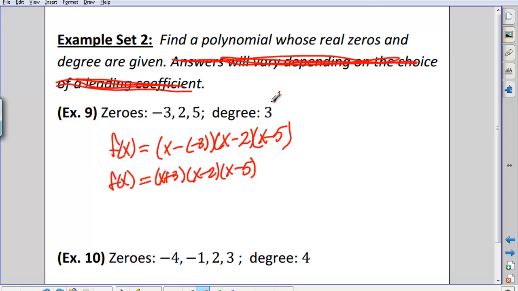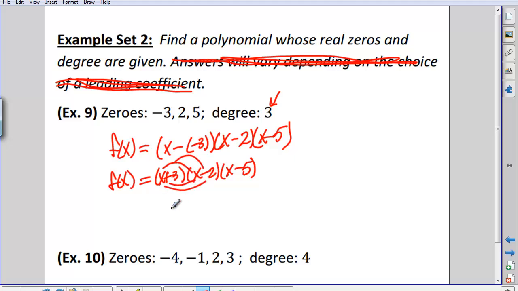Now, does that fit the degree we were given, degree of 3? Well, if you think about it, this is an x term times an x term times an x term. If you were to multiply all of this out, here you get x times x. When you FOIL that, we get an x squared, times another x would be an x cubed, right? And so, yeah, that does fit a degree of 3. And you could see that if you were to actually multiply this out.